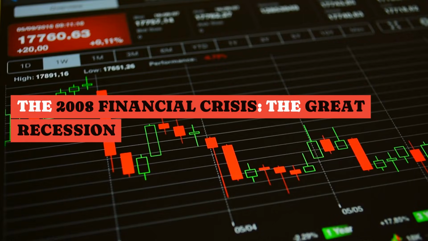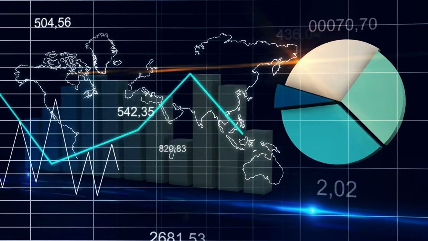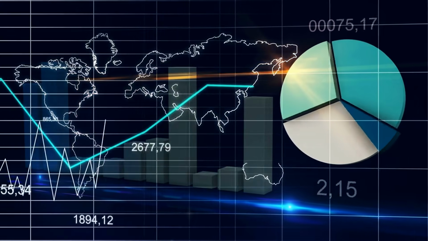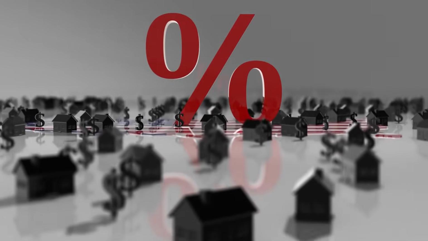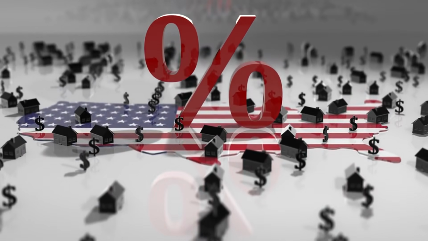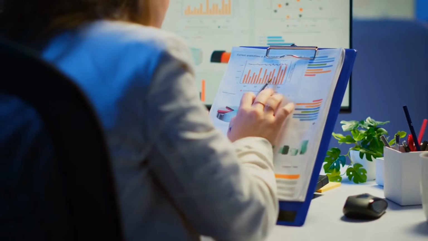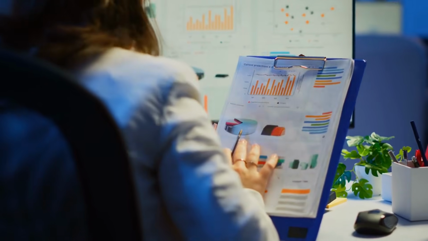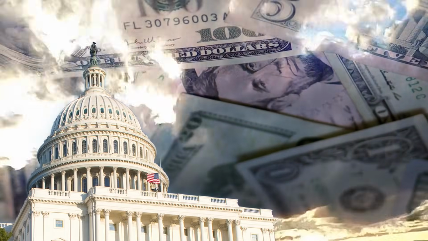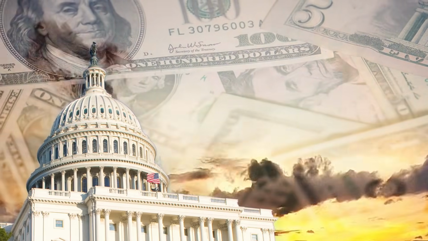The 2008 financial crisis, the Great Recession. The 2008 financial crisis, known as the Great Recession, was the most recent major financial collapse in the United States. It was triggered by a combination of factors, including the bursting of the housing bubble, subprime mortgage lending, and excessive risk-taking by financial institutions. Banks and other financial institutions had become deeply involved in complex financial products such as mortgage-backed securities and collateralized debt obligations (CDOs), which were based on risky subprime mortgages.